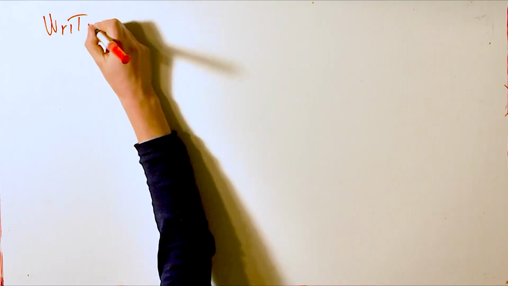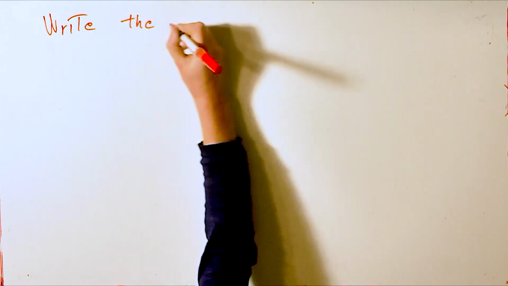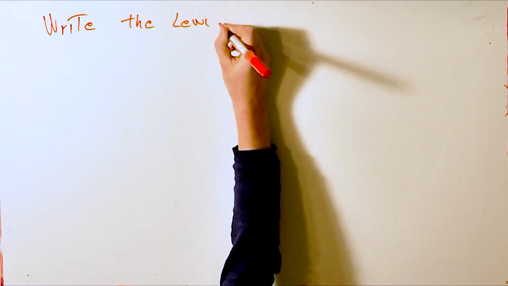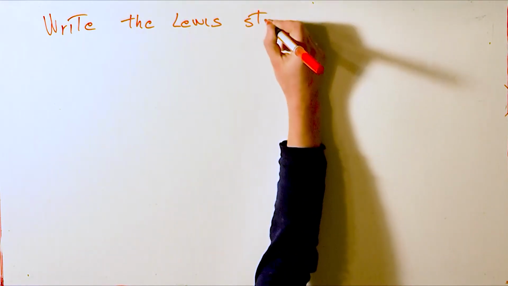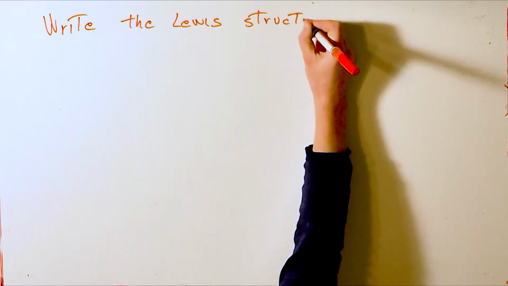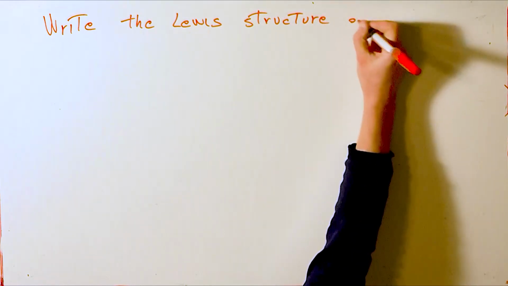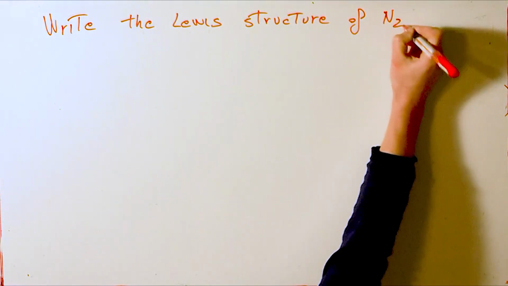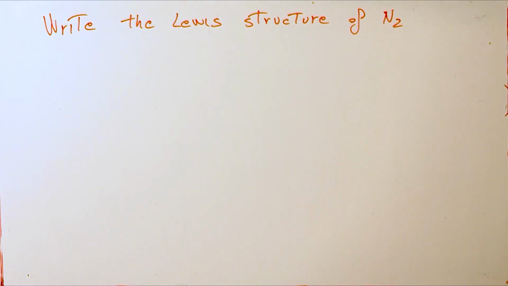First exercise is: write the Lewis structure of N2. So the molecule of nitrogen, what will be its Lewis structure? We have to remind the rules.